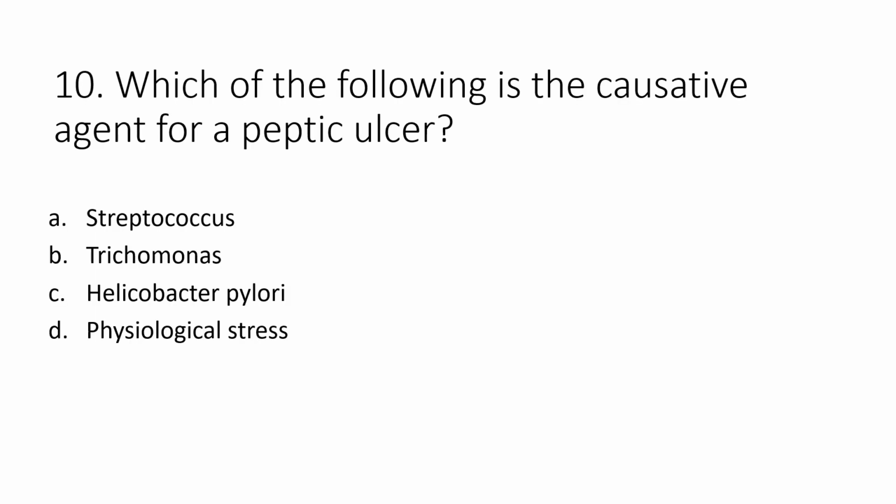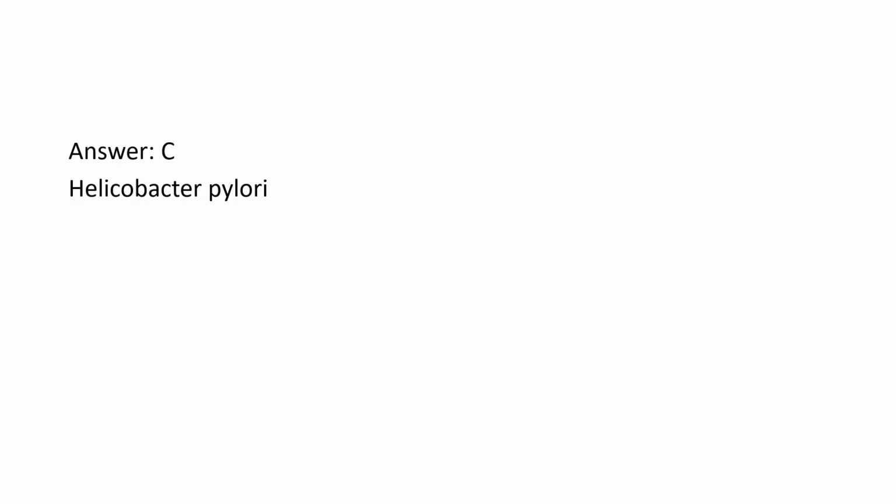Now the last question of today's video, question number 10. Which of the following is the causative agent for a peptic ulcer? Options are Streptococcus, Trichomonas, Helicobacter pylori, physiological stress. So here the correct answer is option C, that is Helicobacter pylori.